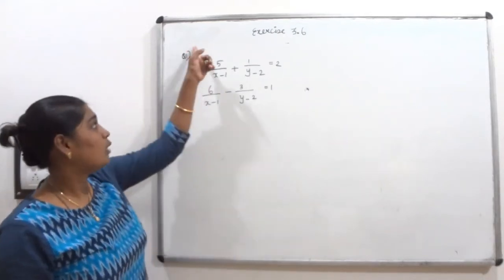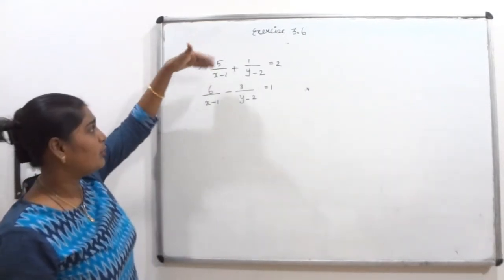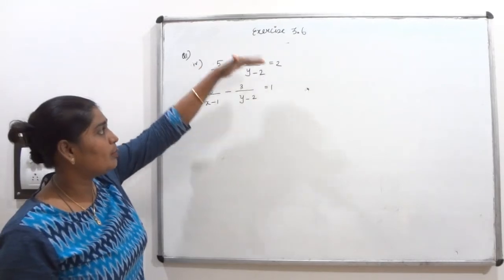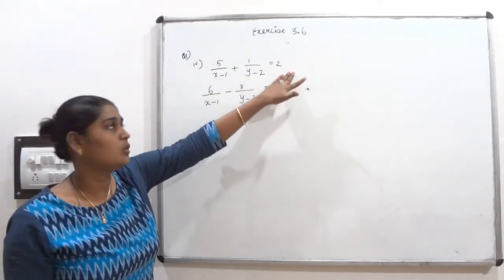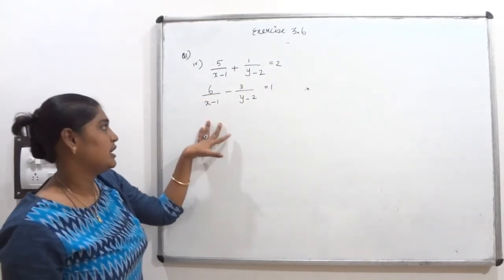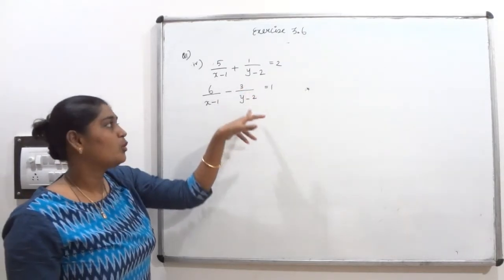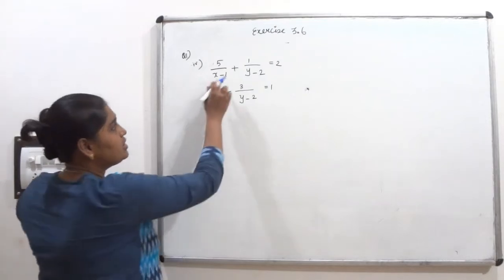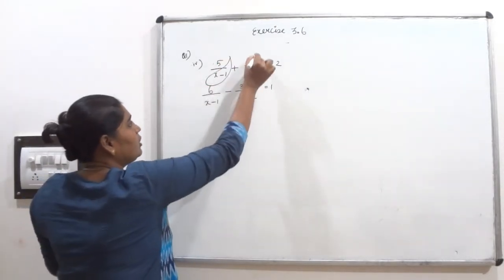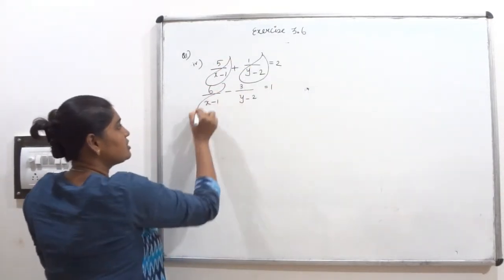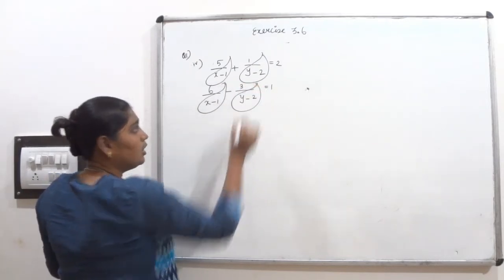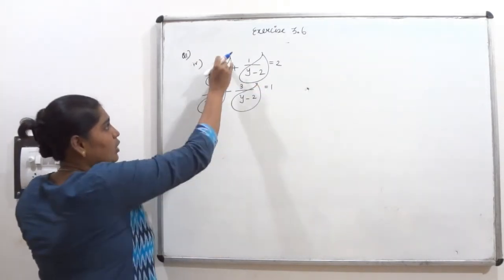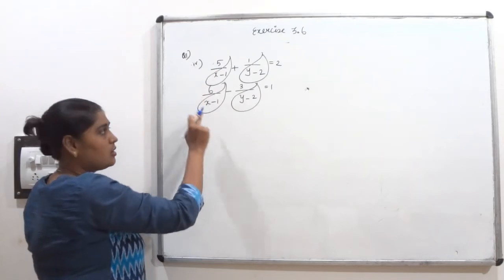Question number 1, fourth part. 5 upon x minus 1 plus 1 upon y minus 2 equal to 2. Like 6 upon x minus 1 minus 3 upon y minus 2 equal to 1. In both the equation, the variable in denominator. That's why I want to change it into linear equation first of all by reducing them. Okay. So in both the equation, 1 upon x minus 1 here also, here also.